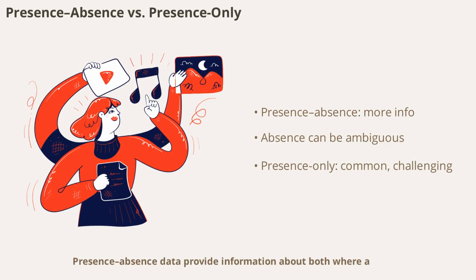Presence-absence data provide information about both where a species is found and where it is not, making them valuable for modeling probability of occurrence. However, the meaning of absence can be ambiguous, especially if detection is imperfect or sampling areas vary in size. Presence-only data, on the other hand, are more common but come with challenges like survey bias and lack of information about unsurveyed areas. Each data type requires different modeling strategies and careful interpretation.